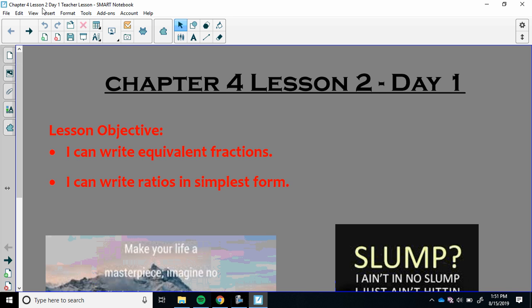Evening class today. Tonight we're going to work on chapter 4, lesson 2, day 1. So we'll break this assignment into 2 days as well. Lesson objective: I can write equivalent fractions and I can write ratios in simplest form.